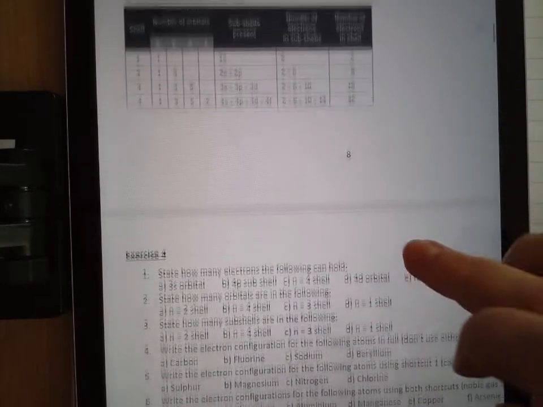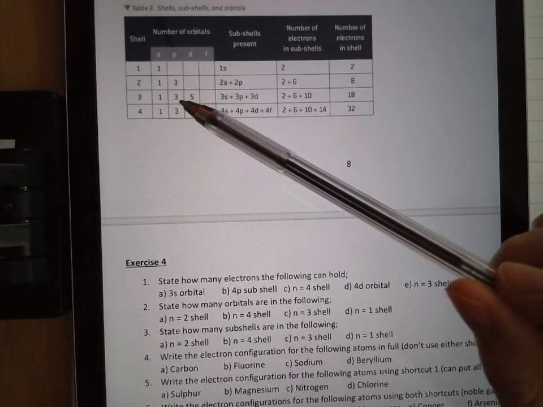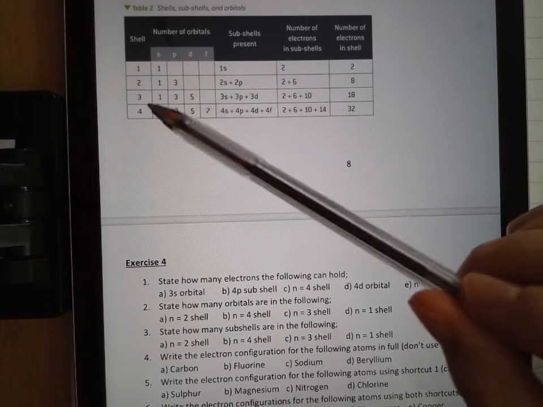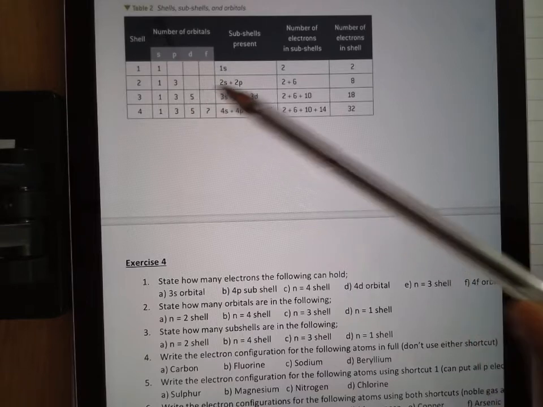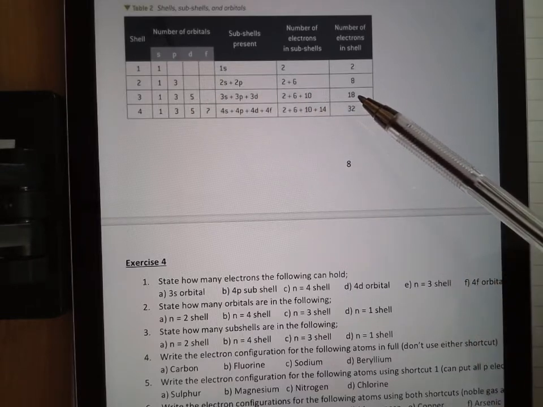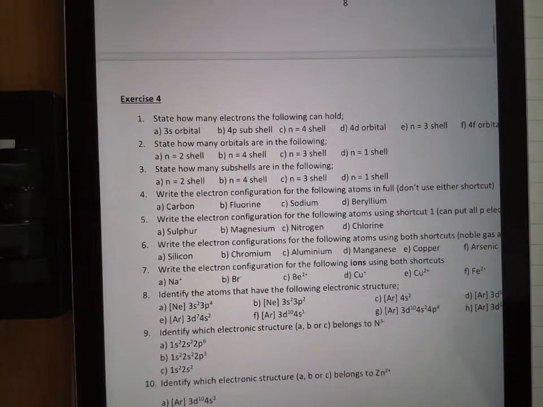For n equals 3, the 3rd shell, you've got 1 s orbital, 3 p's, and 5 d's. If you add those up, you'll see you've got 9 orbitals in total. Each can hold 2. You've got 18 electrons in total. The last one here, the 4f orbital, again, it's an orbital. It can hold only 2 electrons.